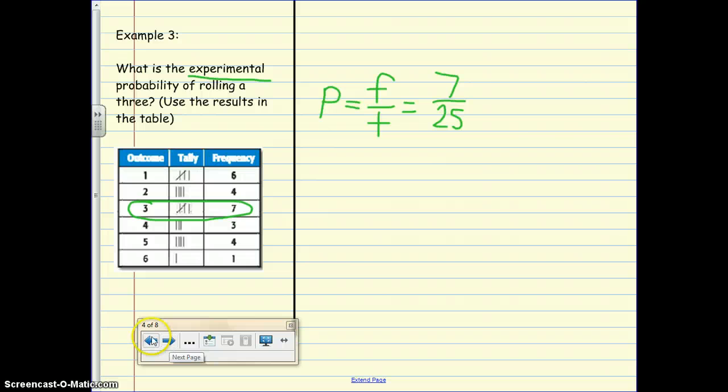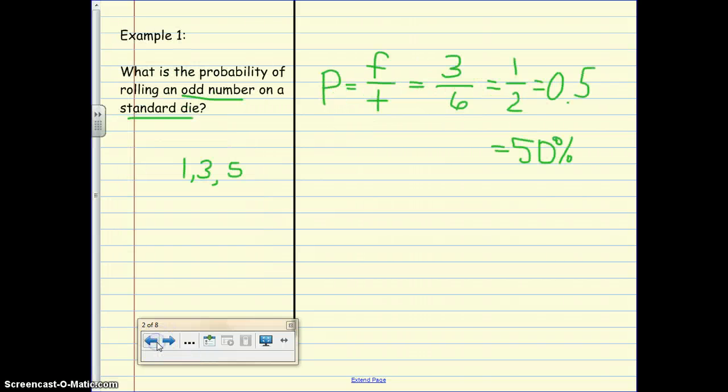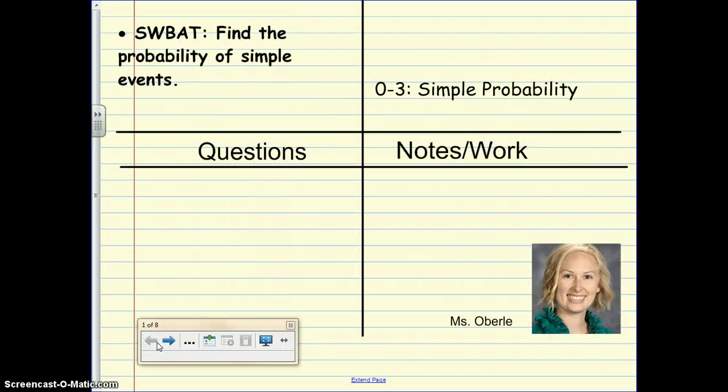Alright, so now we've reviewed some different ways to find simple probability. Remind yourself, what is probability? Be thinking about what might throw people off in a situation like this.